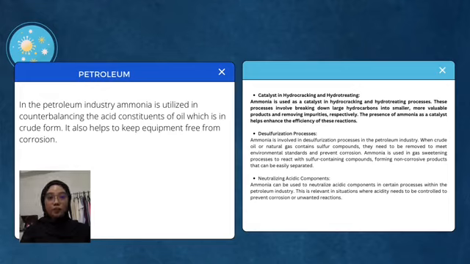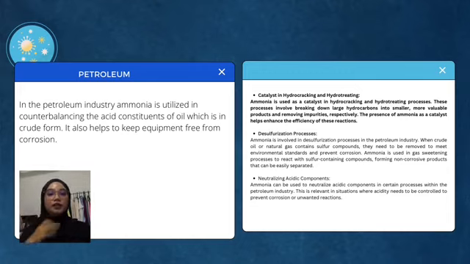Ammonia is a compound that consists of 1 nitrogen atom and 3 hydrogen atoms. While ammonia itself is not directly used in the petroleum industry, its properties make it valuable in various processes and applications within the industry. Here are several ways in which ammonia's properties contribute to the petroleum industry.